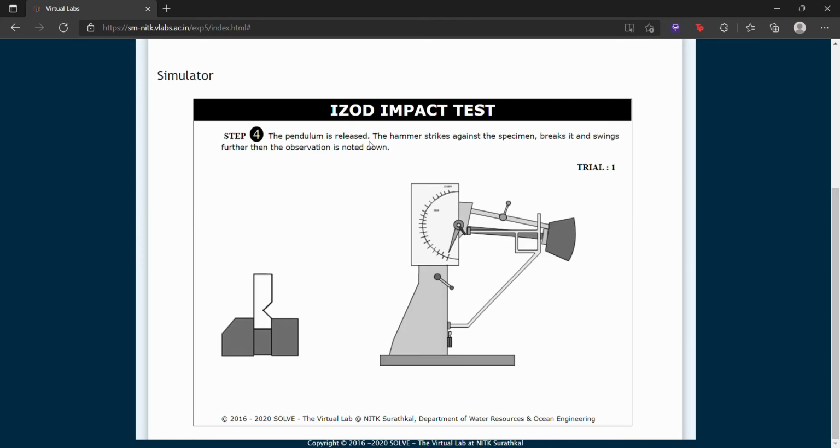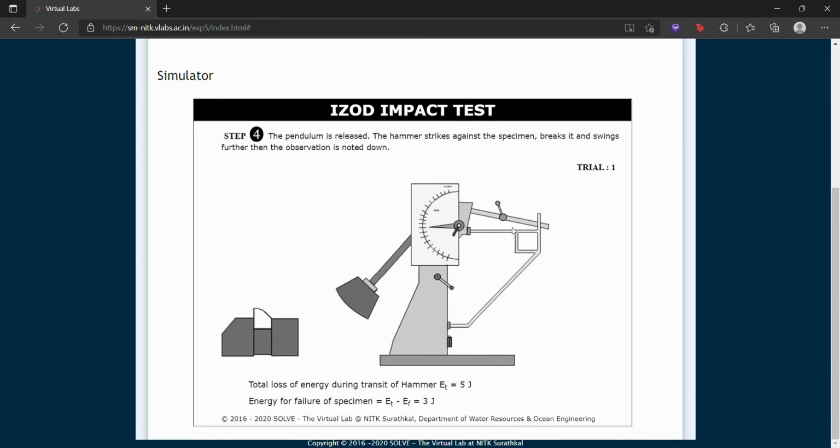Step 4. The pendulum is released. The hammer strikes against the specimen, breaks it, and swings further. Then the observation is noted down. The total loss of energy during transit of hammer is 5 joules, and the energy for failure of specimen is 3 joules.